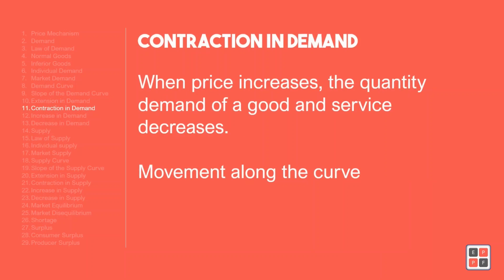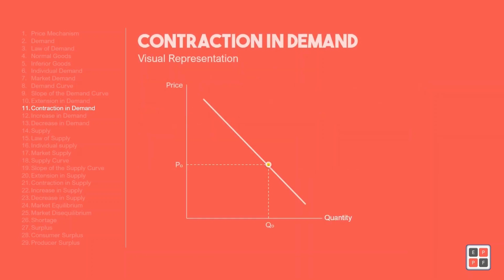When price increases, the quantity demanded of a good and service decreases. This is known as contraction in demand, and this too is represented by movement along the curve. If the price is currently at P0 and the quantity demanded is at Q0, then as price increases from P0 to P1, quantity demanded will fall to Q1. There will be movement along the curve, and this is known as contraction in demand.